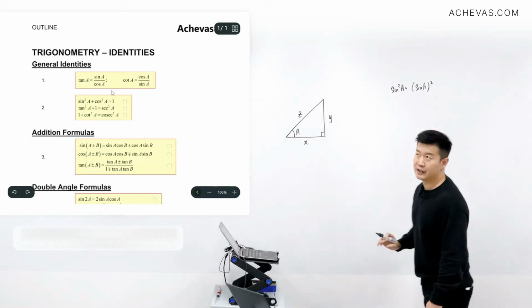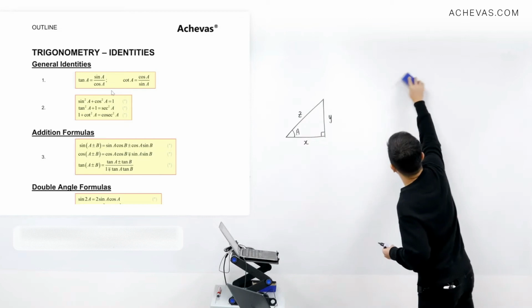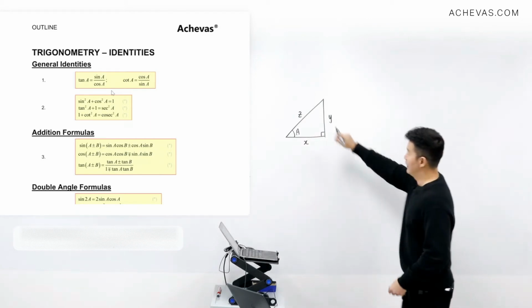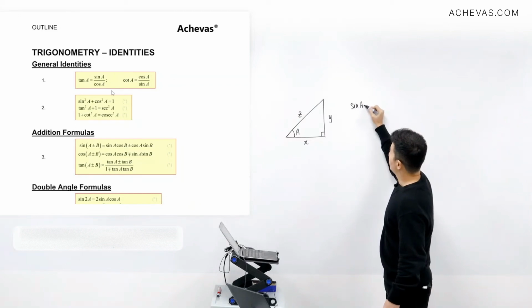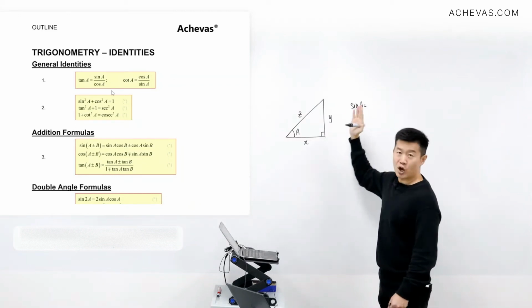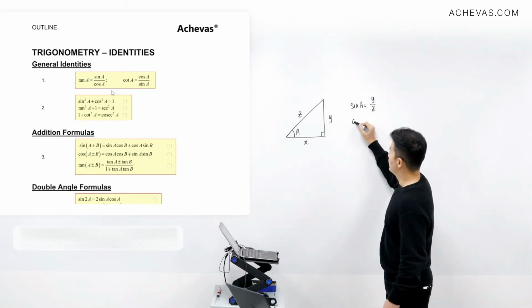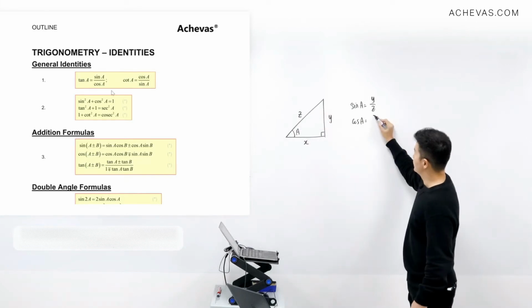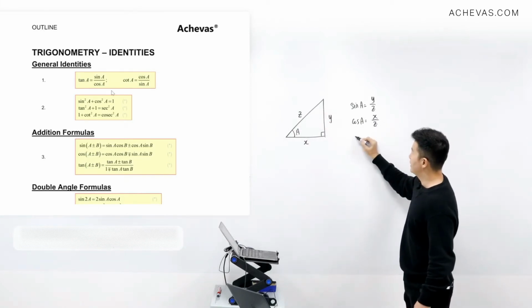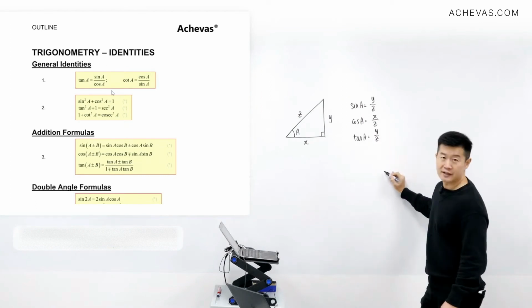So if I were to prove this, I'm working on sine A, cosine A, and tangent A. Let's try to write these down based on the lengths on this right-angled triangle. Sine A is opposite over the hypotenuse, so it's going to be Y over Z. How about cosine A? Cosine A is the adjacent over the hypotenuse, so it's going to be X over Z. And as for tangent A, this is the opposite over the adjacent, so it's going to be Y over X.